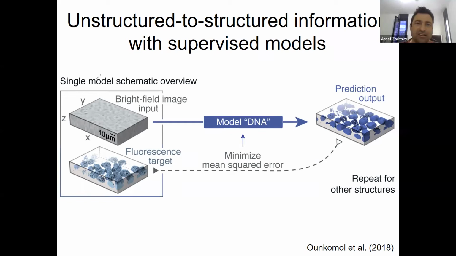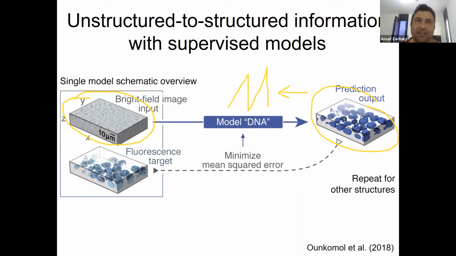So we have training. This is a model, a deep learning network. It could be anything, but I'm going to show you networks which take as input just a bright field, go through the network, and generate a prediction of the fluorescent target. When we train this network, we backpropagate the errors based on the discrepancy from the prediction to the fluorescent target.